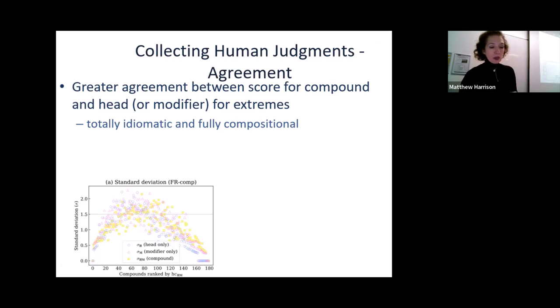And what we found was that the annotators had a really high level of agreement at the extremes. So if something was really idiomatic or really compositional, they were very sure about that. And they had most of the differences in the middle, if something was partly compositional. Because with this Likert scale from 0 to 6, they may think, okay, maybe it's a 2, maybe it's a 3. There was some divergence there.